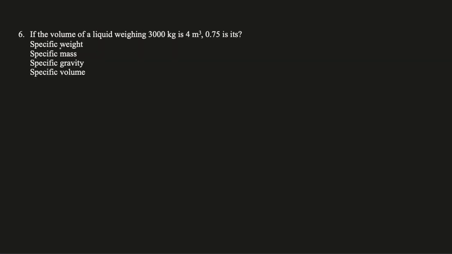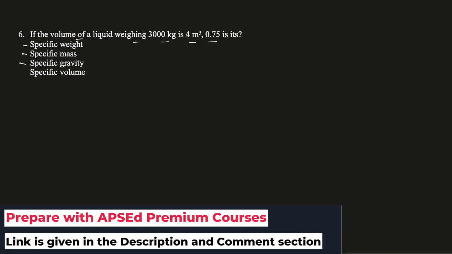Then let's see the next problem. Here it says if the volume of a liquid weighing 3000 kg is 4 cubic meter, then what is 0.75 for this liquid? And options are, is it its specific weight, specific mass, specific gravity, or specific volume.